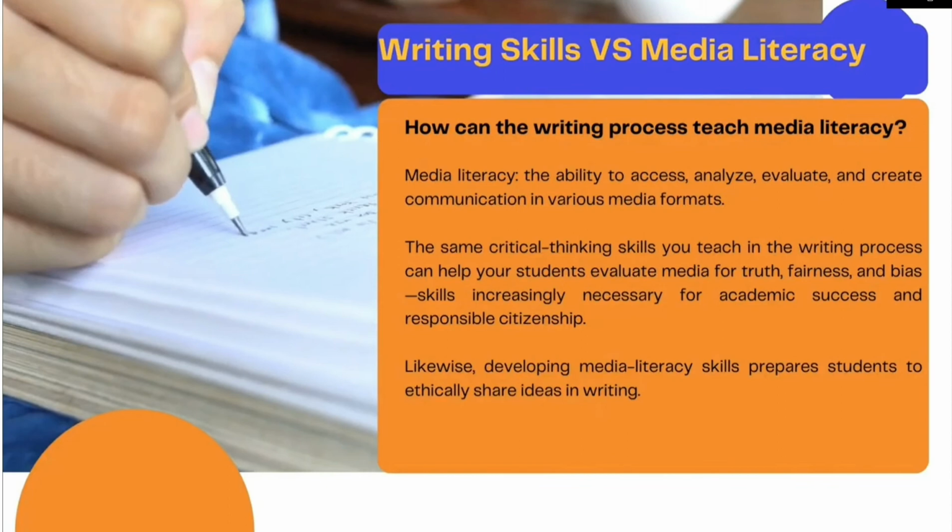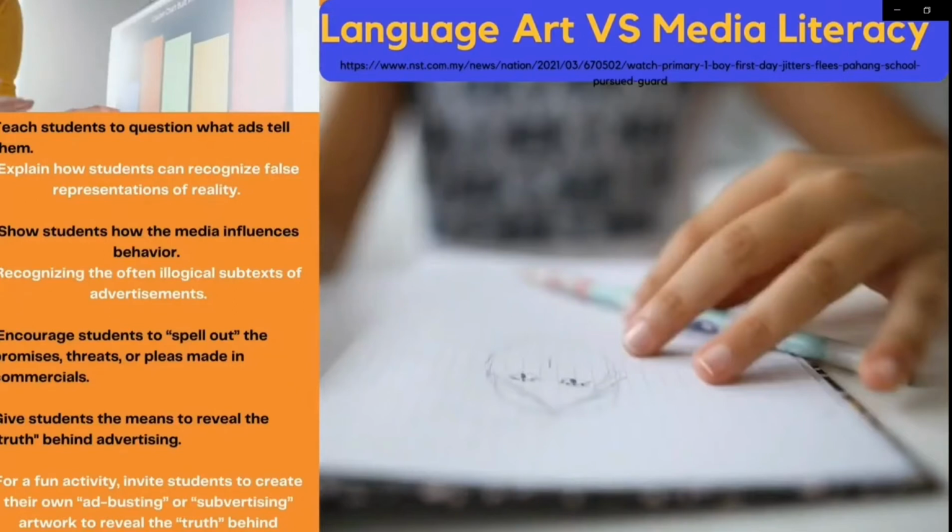How can the writing process teach media literacy? Media literacy is the ability to access, analyze, evaluate, and create communication in various media formats. The same critical thinking skills you teach in the writing process can help your students evaluate media for truth, fairness, and bias. These skills are increasingly necessary for academic success and responsible citizenship. Likewise, developing media literacy skills prepares students to actively share ideas in writing.